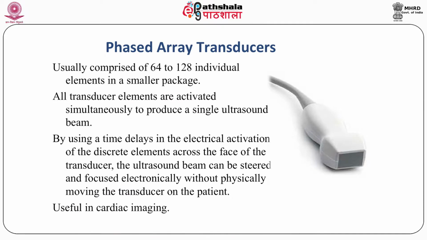Coming to the phased array or steered array transducer, it is usually composed of about 64 to 128 individual elements in a smaller package. Here all transducer elements are activated with a slight time gap to produce a single transducer beam. By using a time delay in the electrical activation of discrete elements across the face of the transducer, the ultrasound beam can be steered and focused electronically without physically moving the transducer on the patient. This phased array transducer is helpful in cardiac imaging, as you can see here in the figure.